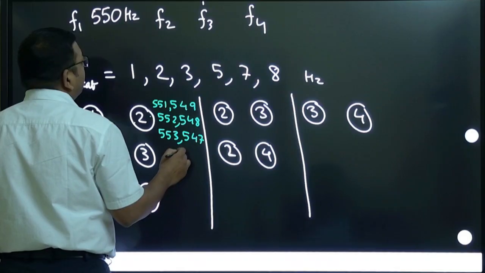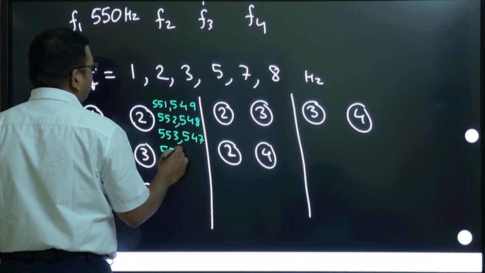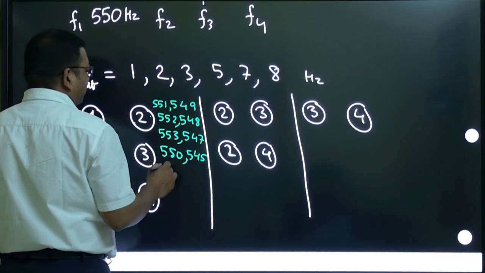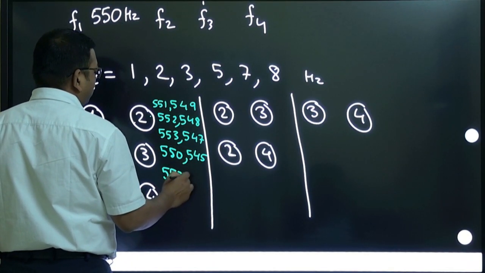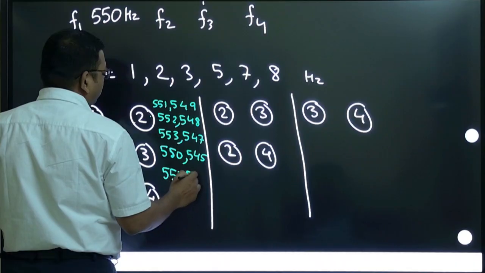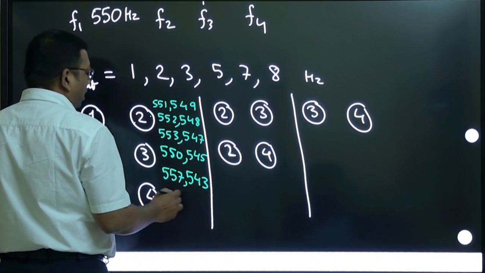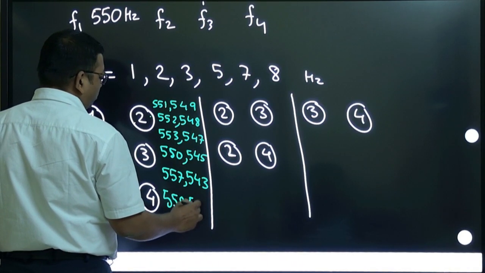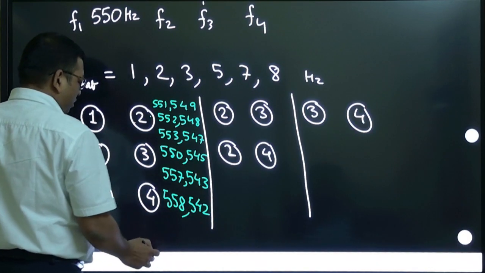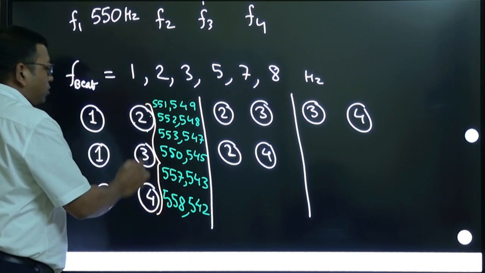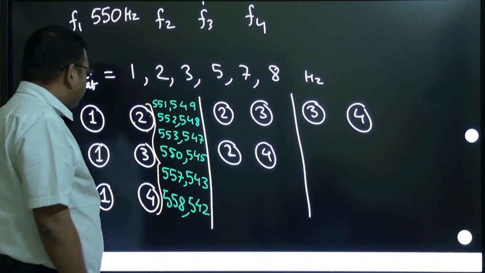547. 5 you add 550 and subtract 5, so 545. Then 7 you add 557, then subtract 7, so 543. Add 8, 558 and subtract 8, so 542. These are possibilities for all these 2, 3, 4. 2, 3, 4 can have these possibilities.